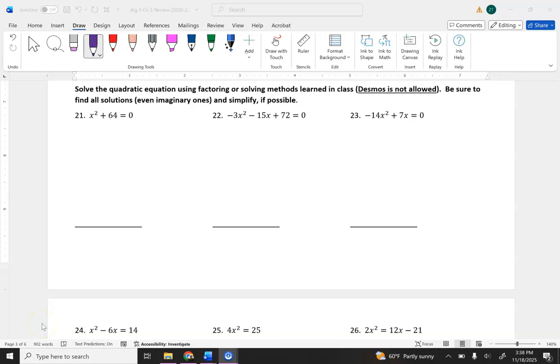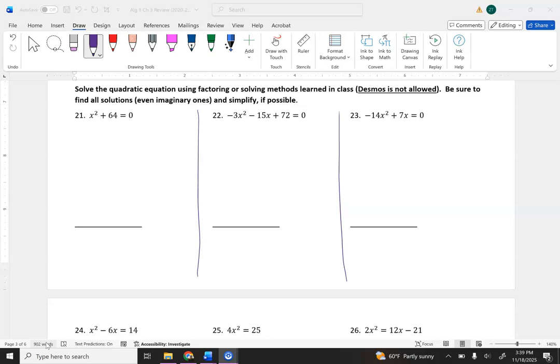All right, in this section, 21 through 29, you're solving the quadratic equation using literally any method we've learned except for Desmos, right? So all 5 factoring methods, solving using square roots, completing the square, and quadratic formula, all right? Now, I'm going to try to go pretty quickly through these, but I'm still going to try to explain my decision-making process. Why do I choose one method versus another? So that you can follow through the decision tree.